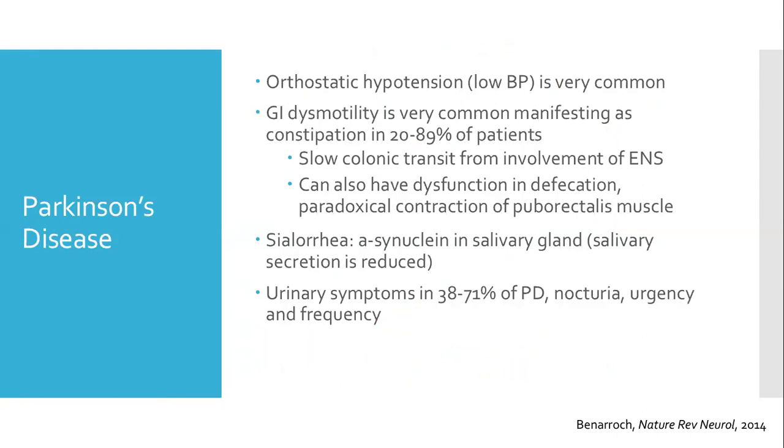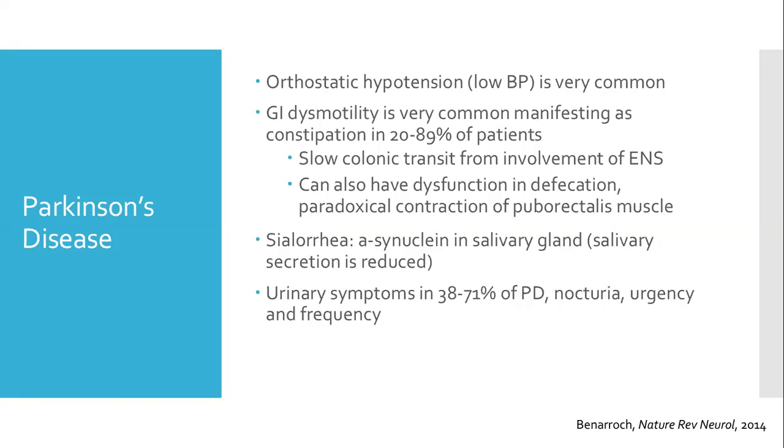So what happens? Well, some of the common features that we see, and we'll go into these in a little bit more detail. We see orthostatic hypotension is one of the most common manifestations of autonomic dysfunction in Parkinson's, and that is low blood pressure. And I'll go into that in more detail in a couple of slides.